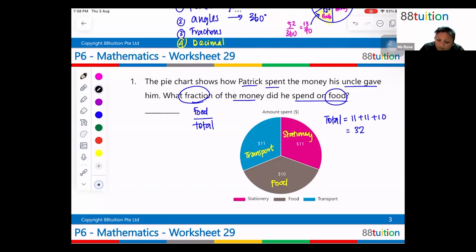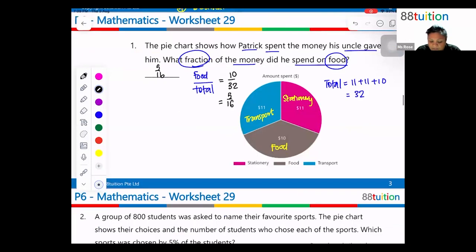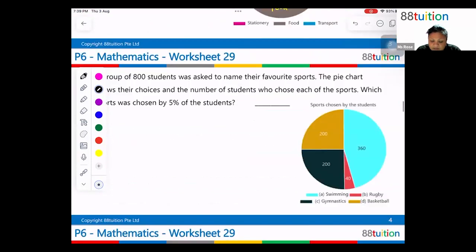So, we have food is $10. Total 32. Simplify. Even if they didn't tell you that you need to simplify, you must simplify, okay? Divide by 2 to give you 5 over 16. So this will be your answer, 5 over 16. Okay, now, next question.